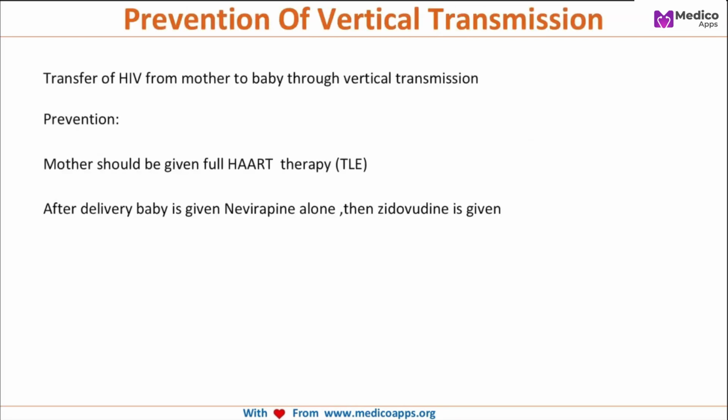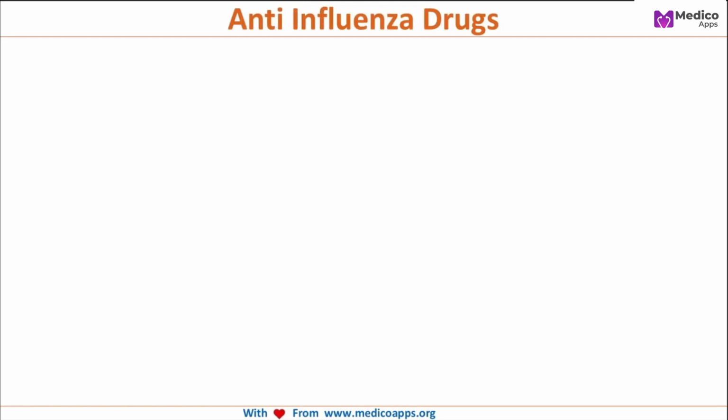Now, prevention of vertical transmission, that is transfer of HIV from mother to baby, is prevented by giving full HAART therapy to the mother. Then after the delivery, the baby is given nevirapine alone. Then zidovudine is started.